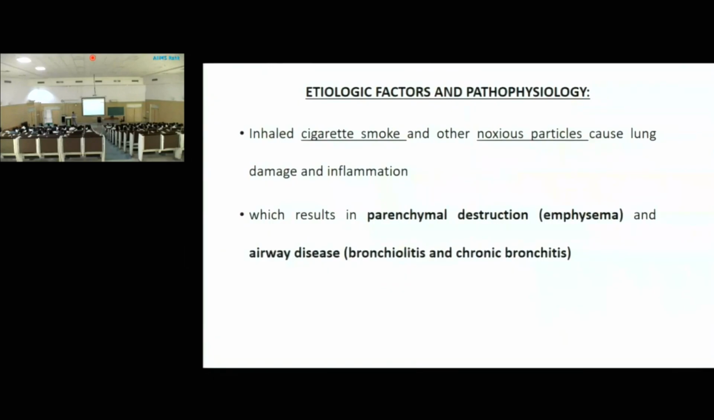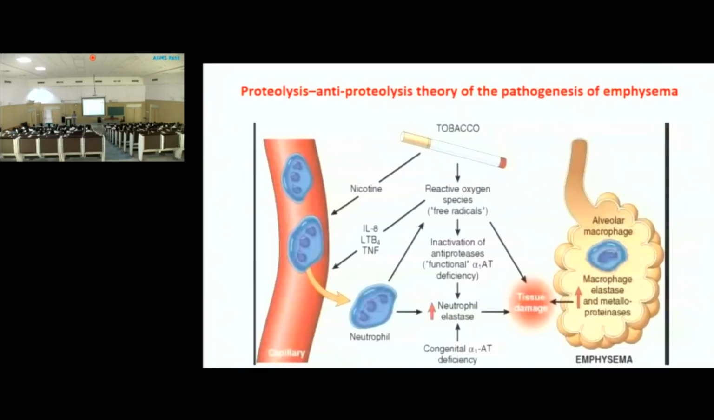So what are the etiological factors and pathogenesis in emphysema? Inhaled cigarette smoke and noxious particles cause damage and inflammation, which result in parenchymal destruction and airway disease. So this is in diagrammatic form. So what does tobacco cause?